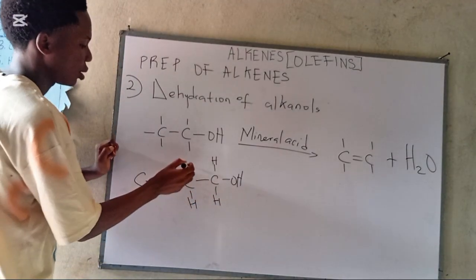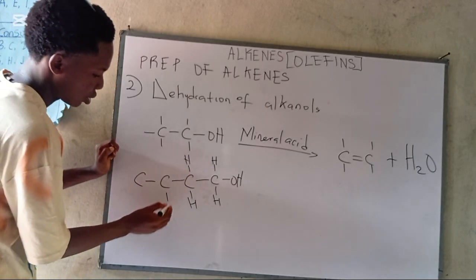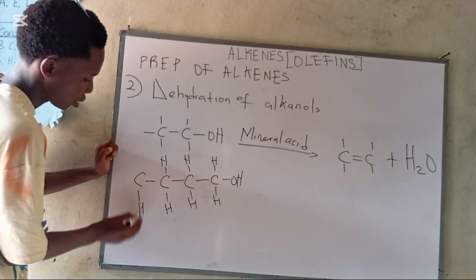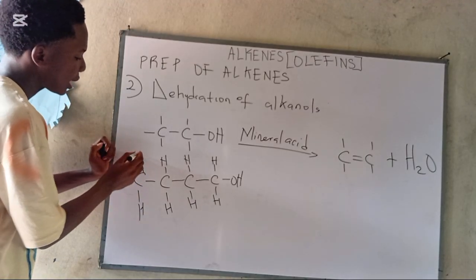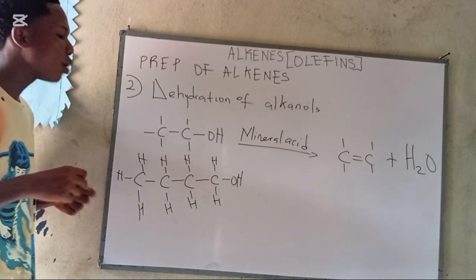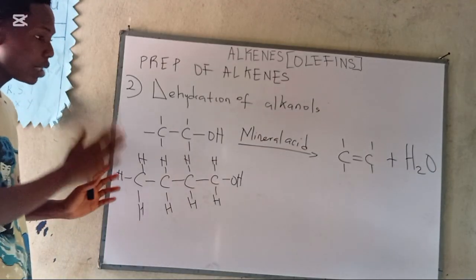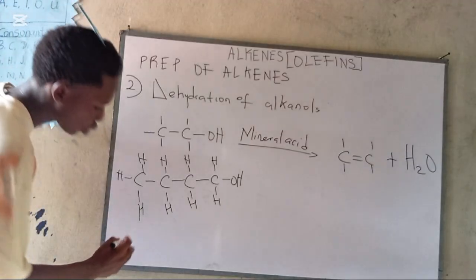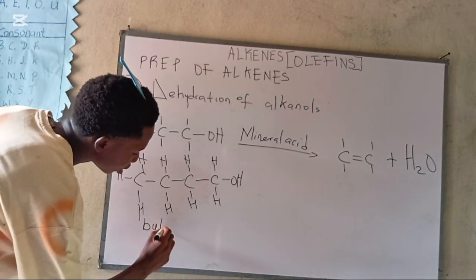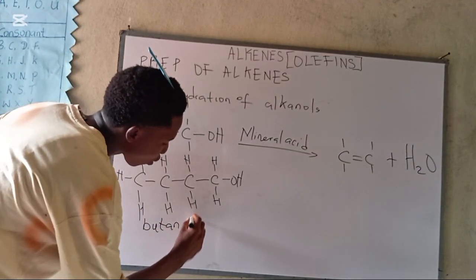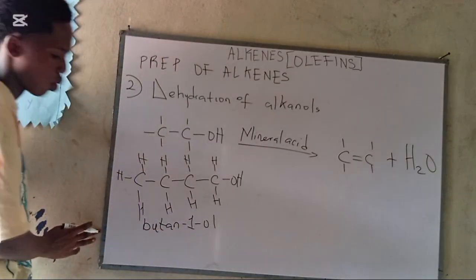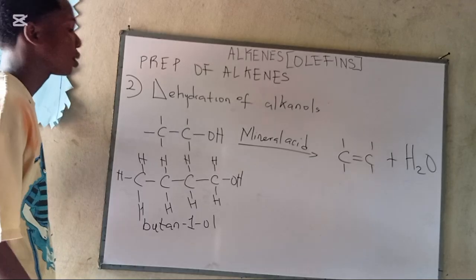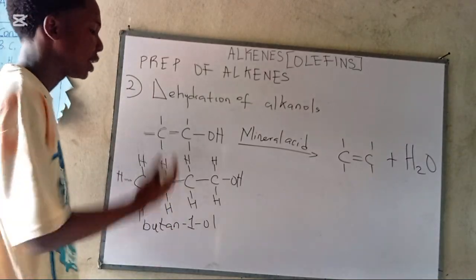Balance the hydrogen. Okay guys, now after balancing the hydrogen, what next? Remember, I said we are going to use butanol. This organic compound you see now can be called butan-1-ol. Or you can also call it butanol. It's the same thing. Alright? Butanol, butan-1-ol is butanol.